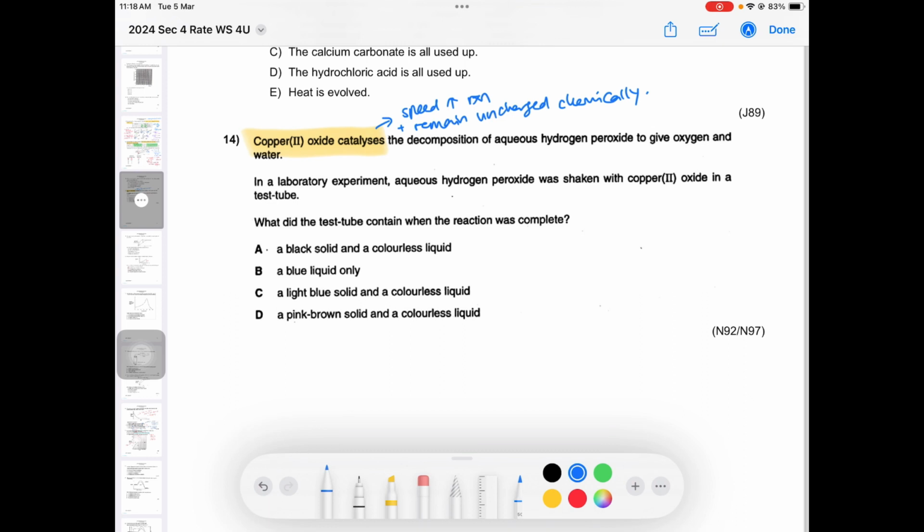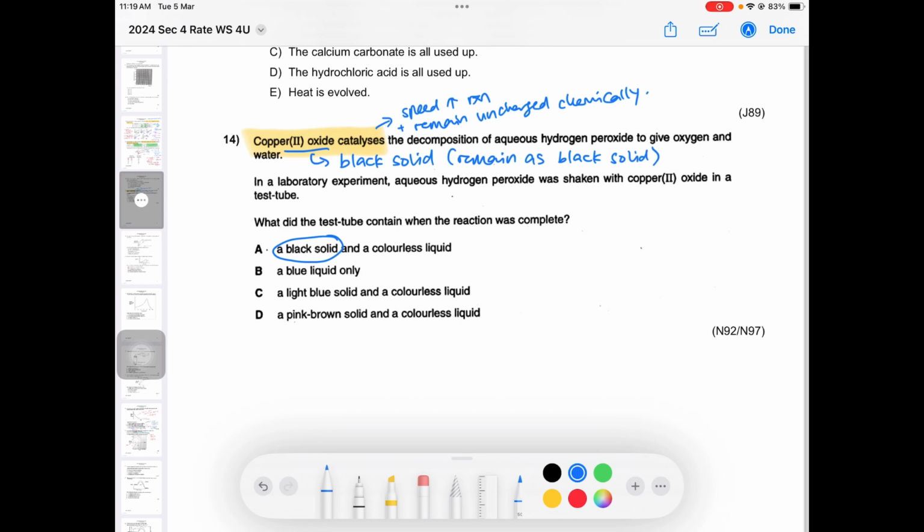If you look at the rest of the question, they are asking you, what did the test tube contain when the reaction was complete? So what would you observe? What you have to know is, in this case, copper 2 oxide is a black solid. And since it's a catalyst, it should remain as a black solid after it catalyzes the decomposition of hydrogen peroxide. If you look at the options, only option A shows a black solid.